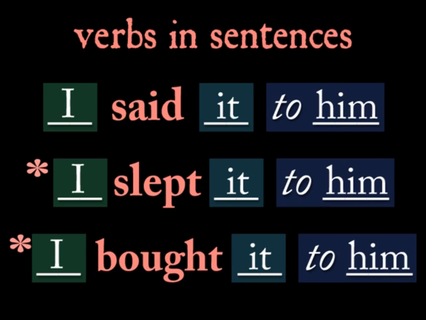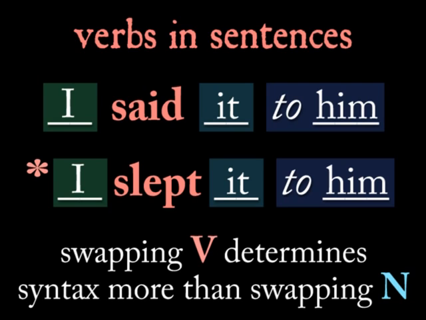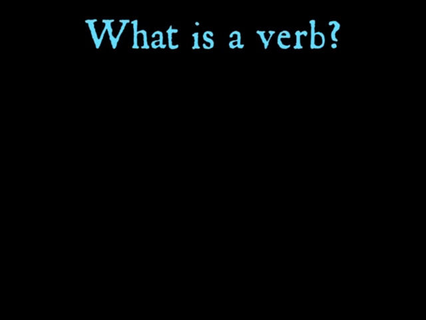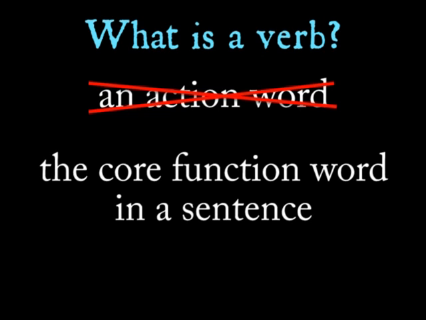So there's a fundamental asymmetry here between nouns and verbs. The verb is doing something that's in a way more central than those nouns. How do we describe this? Well, instead of defining the verb as a word that talks about an action, we can move to describing it as the essential function word in a sentence.